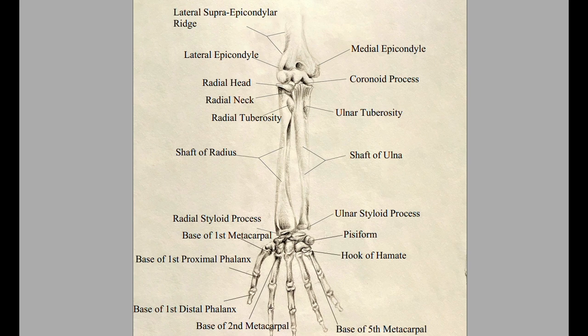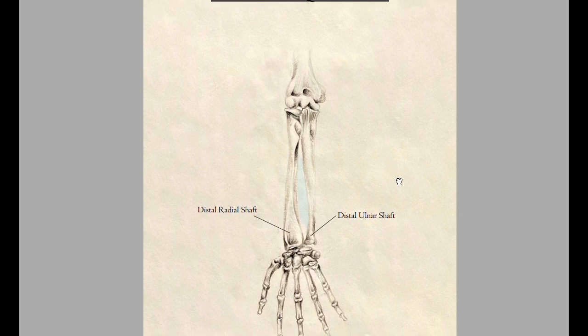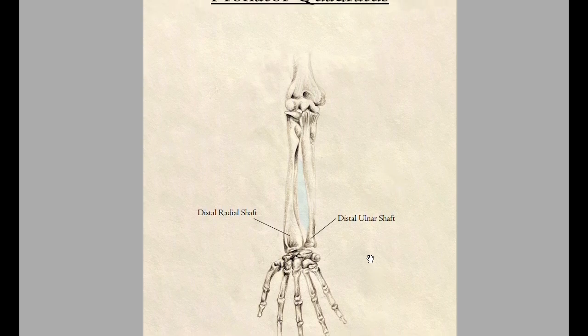So without further ado, let's get started. First muscle we're going to talk about. Remember that I always like to talk about these things in layers, and I'm going to start from the deepest layer and work my way up. So the deepest layer we're going to come across is this muscle known as Pronator Quadratus. And just as the name implies, it's a pronator. It's going to pronate the forearm.